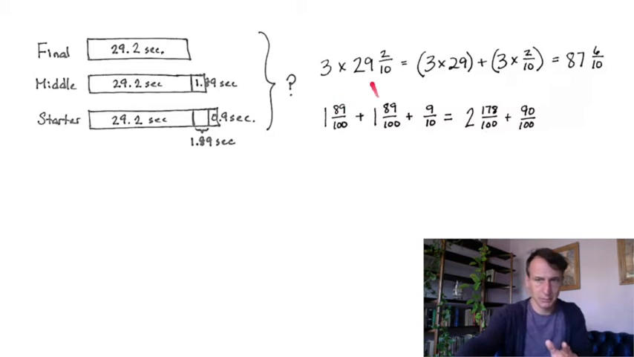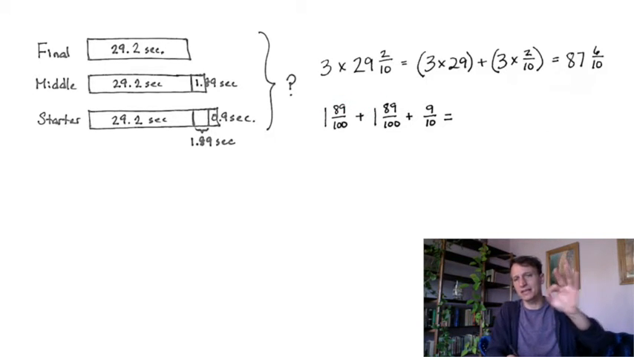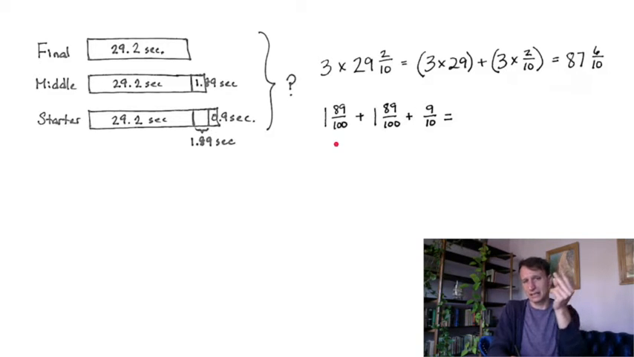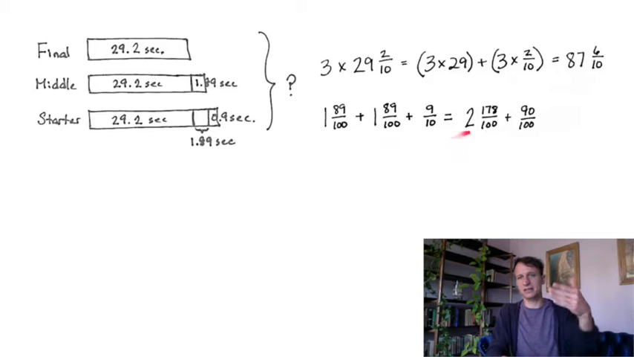Here I'm going to back that up so you can't see it. 89 plus 89, again, I can use that same add and subtract mental math. Isn't it easier to do 90 and 90 is 180, and then subtract the 2 I added in there. 2 back from 180 is 178. So 2 and 178 hundredths plus 90 hundredths.